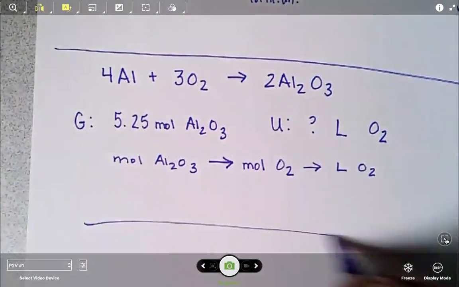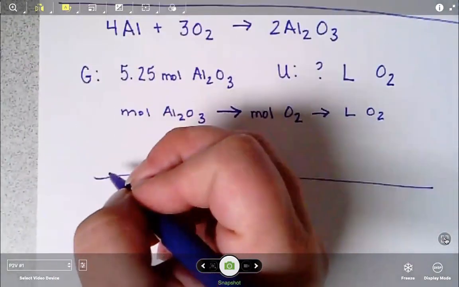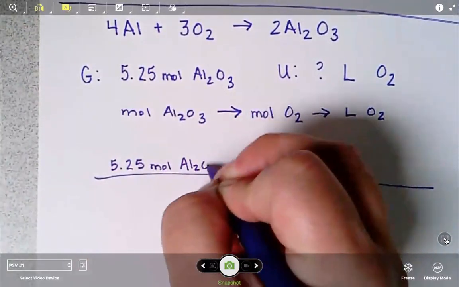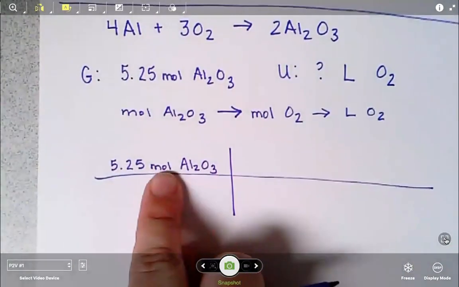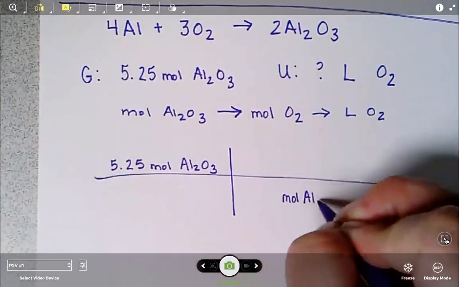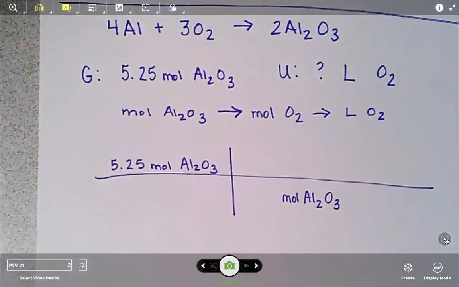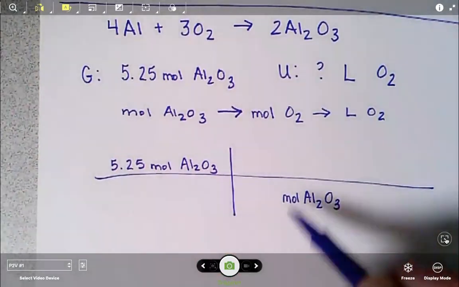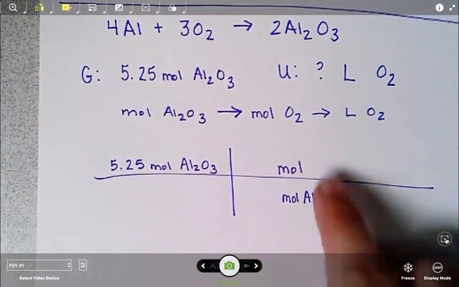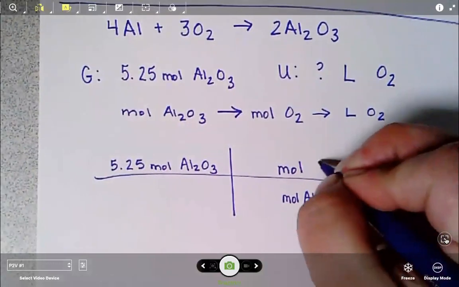So in this case, I'm going to draw my fence because that has not changed at all. I'm going to put my given, 5.25 moles of Al2O3, and put moles of Al2O3 down here. Generally, if you start with moles, the next step is a mole ratio, because if I have moles here and moles here, it makes sense to do the mole ratio part. The mole ratio is always between my unknown and my given compound, so oxygen.